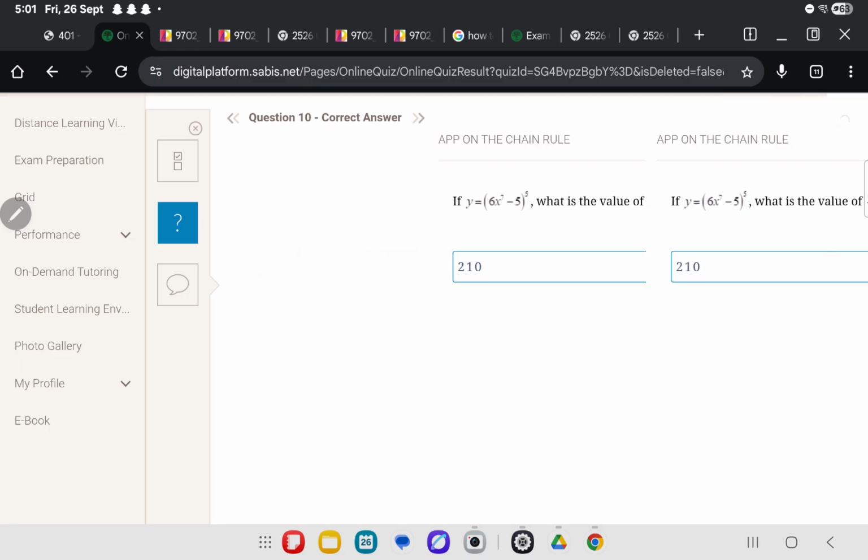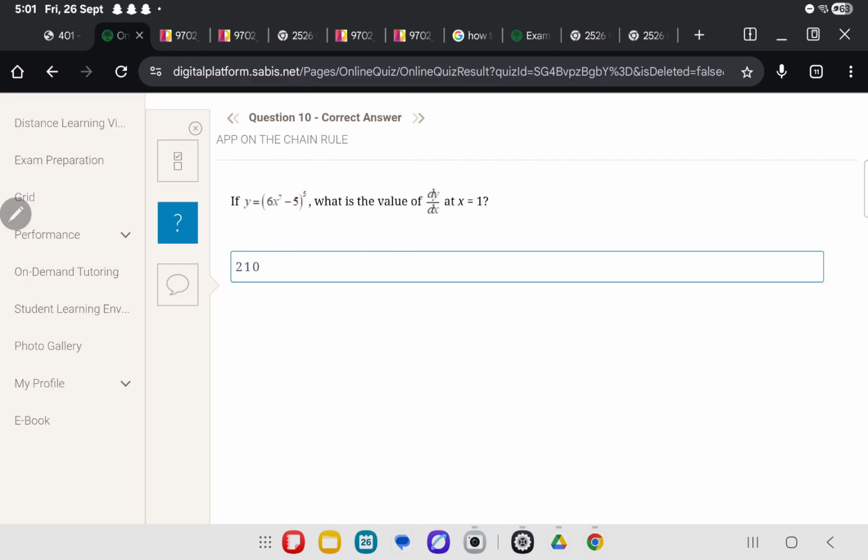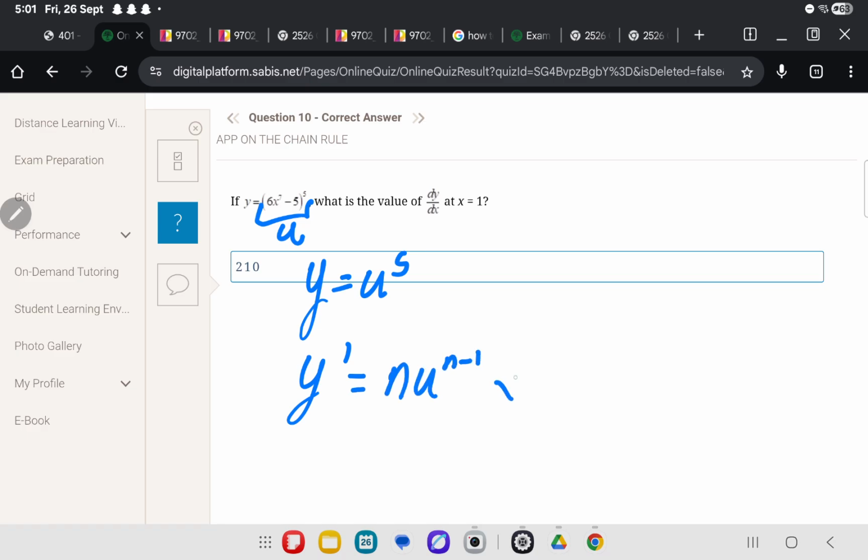Question 10. If y equals 6x to the power of 7 minus 5, to the power of 5, what is the value of dy/dx at x equals 1? This is the easiest chain rule question. So this is going to be u, right? So y is equal to u to the power of 5. I'm no longer going to write let u equal blah blah blah, you can figure it out by now. I already showed you what u is. So y prime is going to be n u to the power of n minus 1 times u prime.